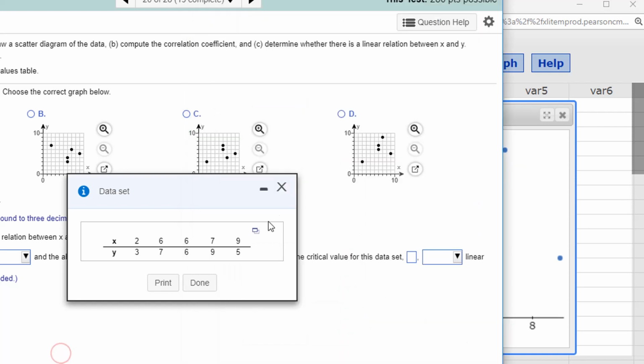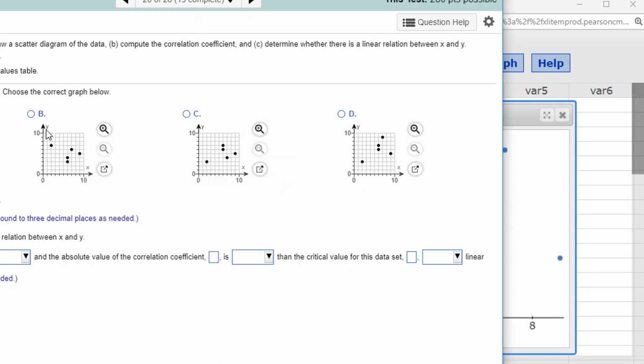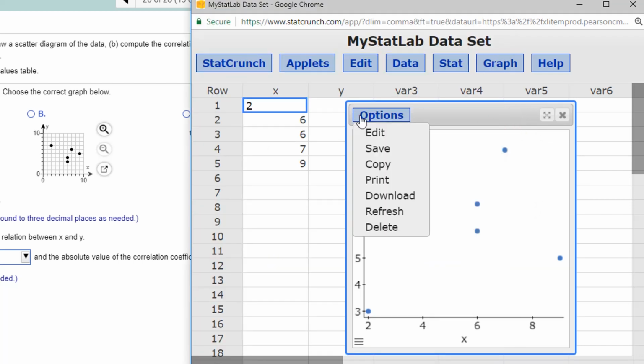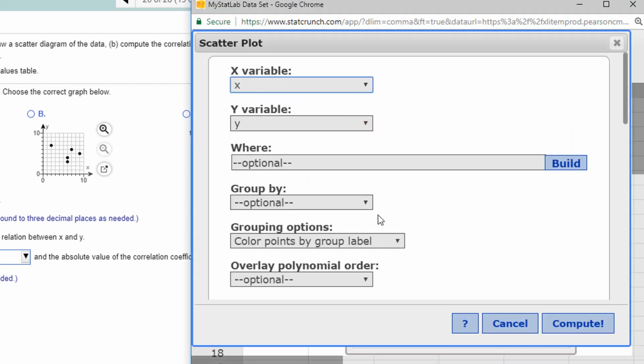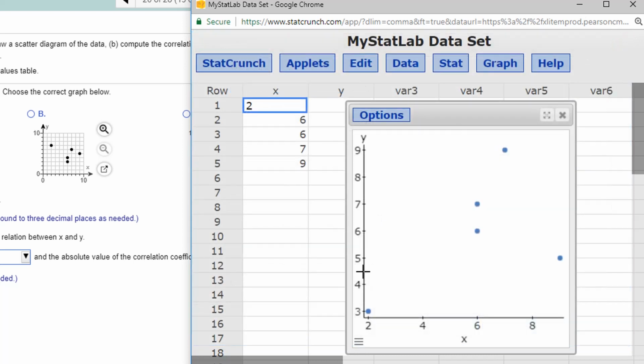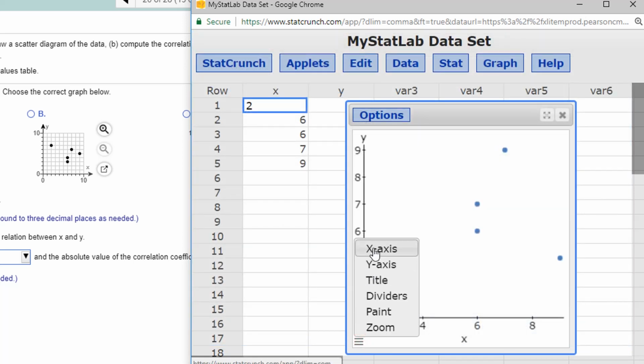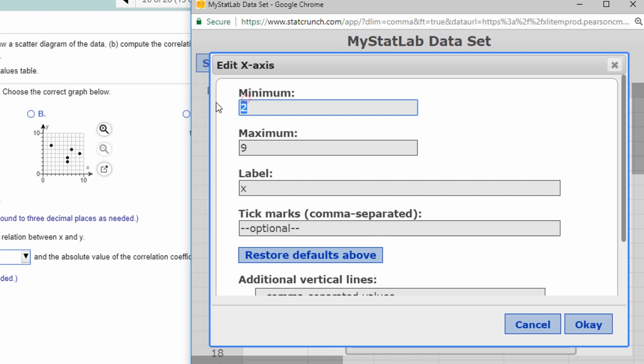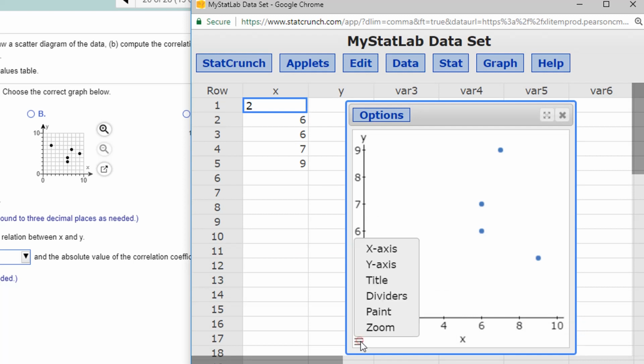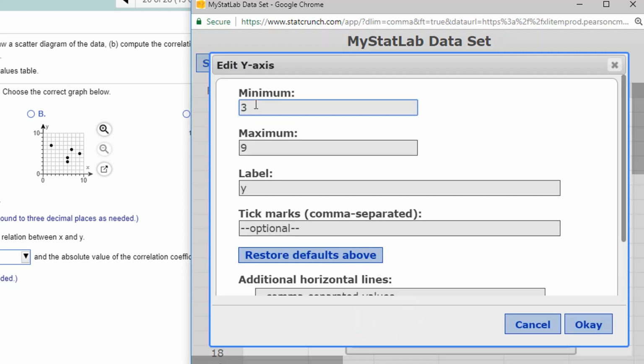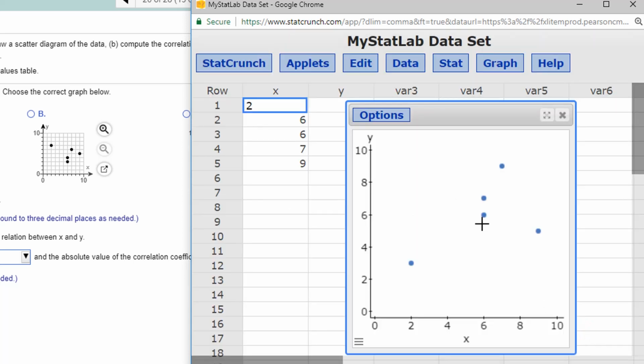Now you'll notice here that all of these are from 0 to 10 on the x and the y axis. Just so that it looks the same, I'm going to go to options and edit the options actually. Oh, I'm sorry, it's not there. It's down at these lines here. I'm going to edit the x-axis and tell it that I want to go from 0 to 10. And I'm going to do the same thing for the y-axis. I'm going to go from 0 to 10. This is helpful because this makes sure that this has the same scaling as the little options that it gives.